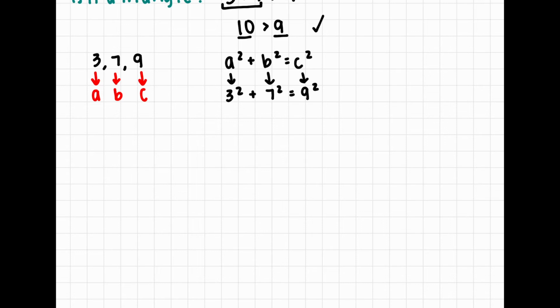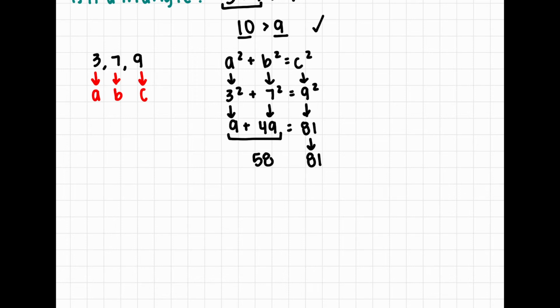I'm going to go ahead and do the simplifying. 3 squared, remember, is 3 times 3, which is 9, plus 7 squared is 7 times 7, which is 49. And it's equal to 9 squared, which is 9 times 9, or 81. I can simplify some on the left. 9 plus 49 is 58. I still have this 81 here, so I'm going to drop it down. I now have to compare the 2 numbers. So I have 58 and 81.